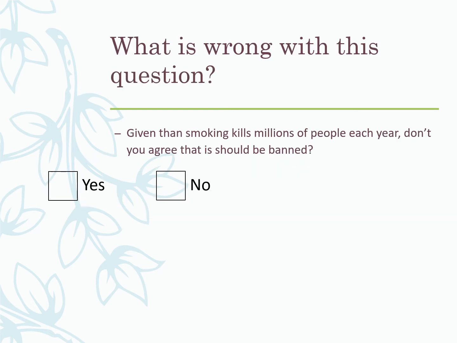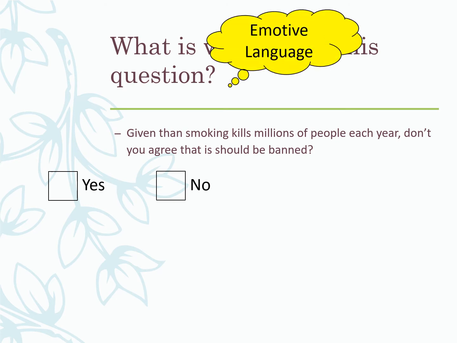Now we have to know what is wrong with this question. If I read this question: "Given that smoking kills millions of people each year, don't you agree that it should be banned?" As you notice, the language is not well written, so you should improve the language. This type of question is like a leading question.